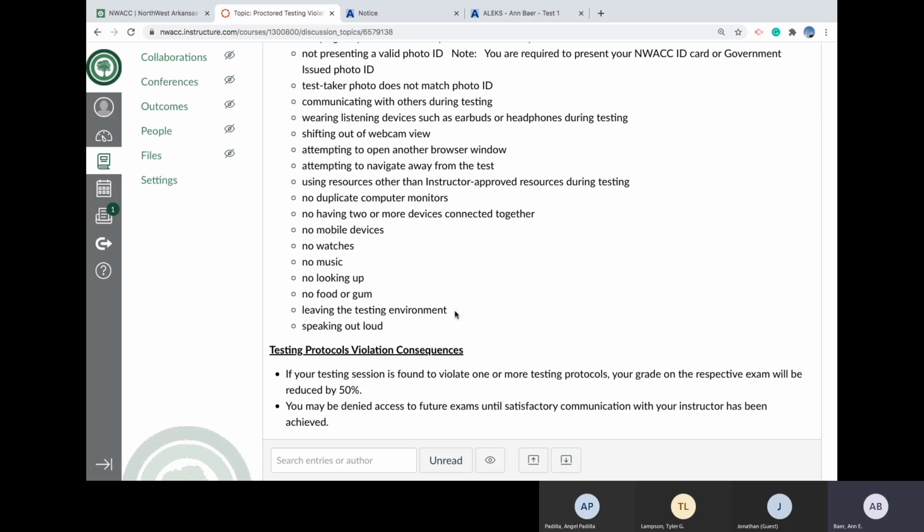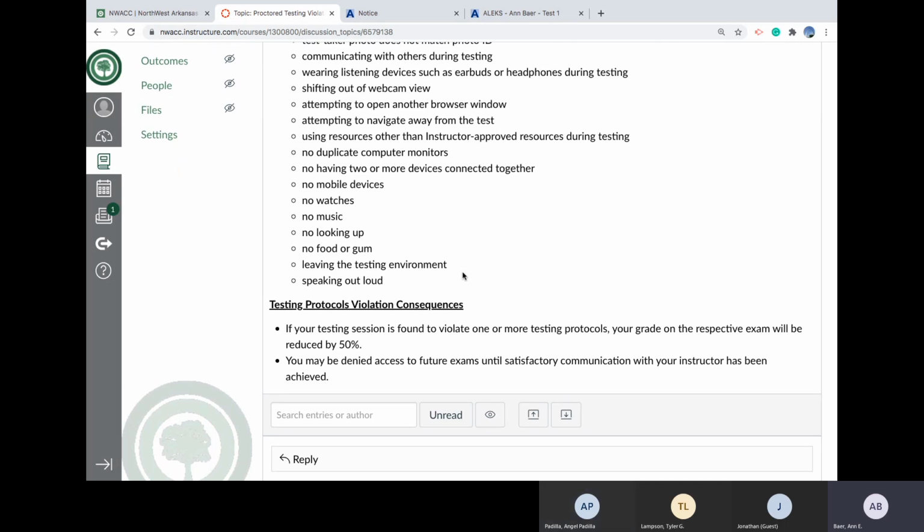And it's not good, but just to say, you don't want to leave the testing environment unless it's like a health emergency. Speaking out loud, if you speak out loud, that is a violation. You wouldn't talk out loud in a classroom or in a testing center, so same thing is true here.